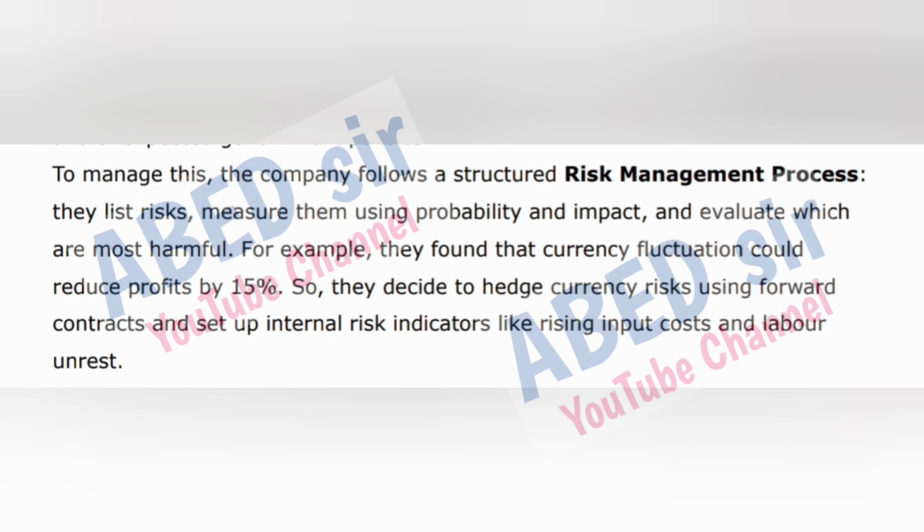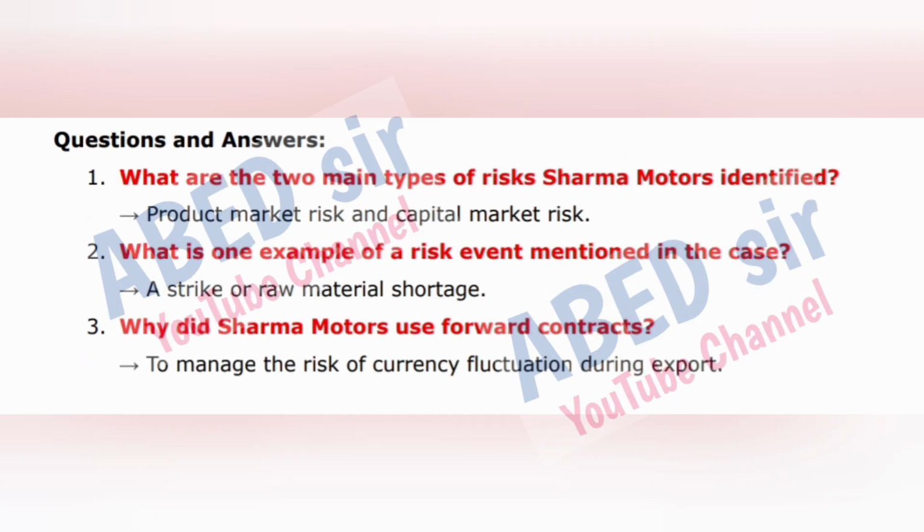For example, they found that currency fluctuation could reduce profits by 15%. So, they decide to hedge currency risks using forward contracts and set up internal risk indicators like rising input costs and labor unrest. Questions and answers.